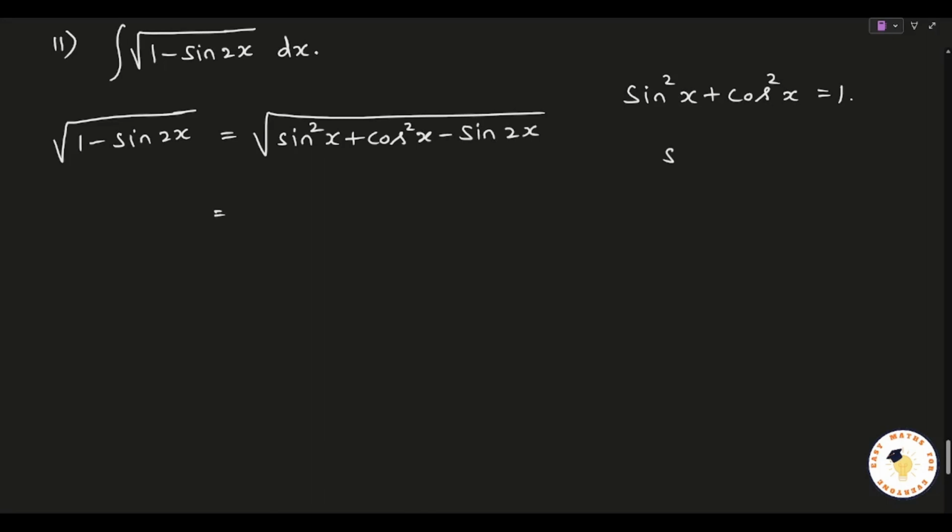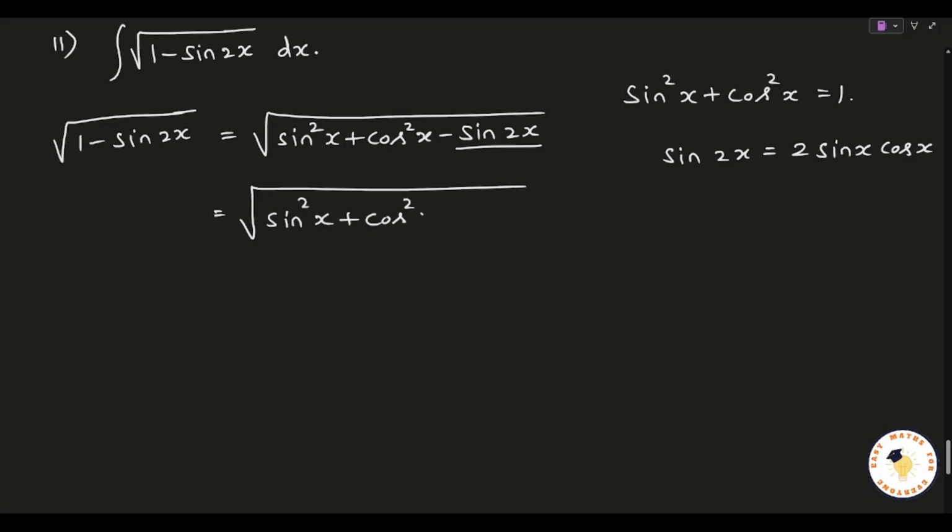And we know the formula for sin 2x. Sin 2x equal to 2 sin x cos x. Replacing this sin 2x with that value, we get sin square x plus cos square x minus 2 sin x cos x. This value inside the square root resembles the expansion of a minus b whole square, which is a square plus b square minus 2ab.